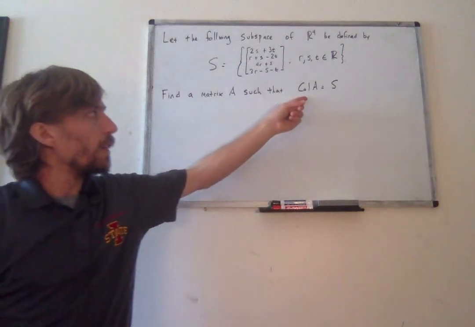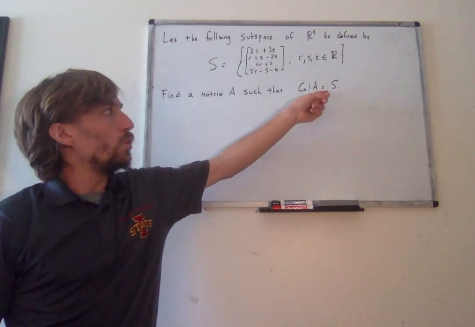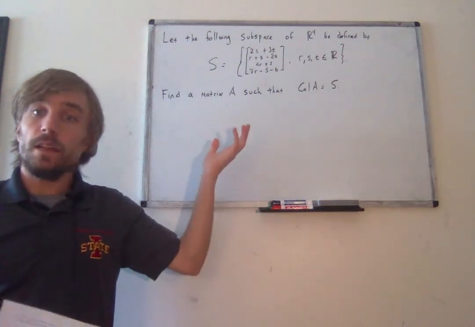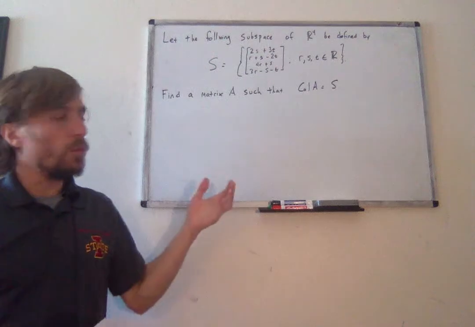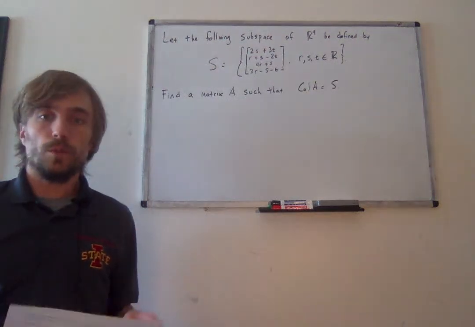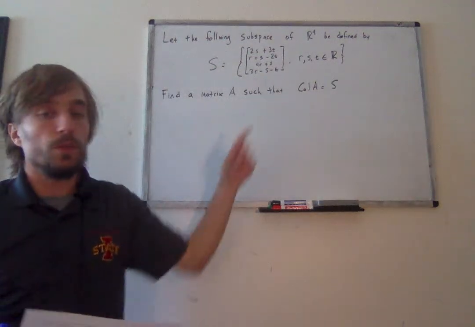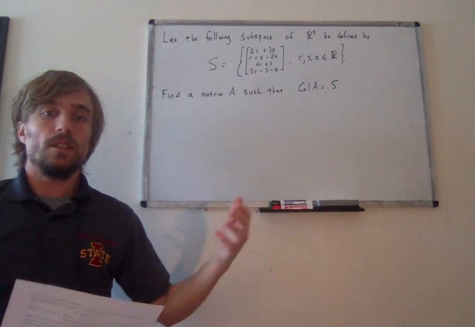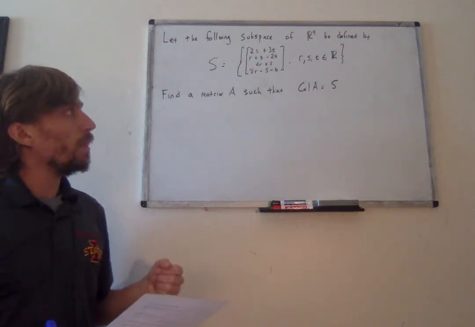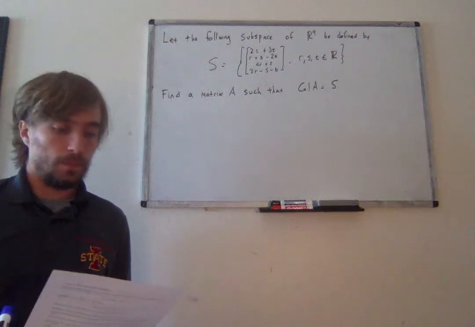But notice if we can find a matrix A whose column space is basically the same as this set, well, then we have already shown that this set is a subspace of R4 because the column space of any matrix A is a subspace of the corresponding set Rm.